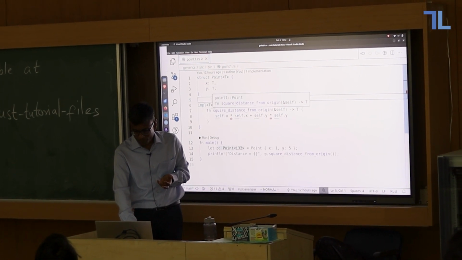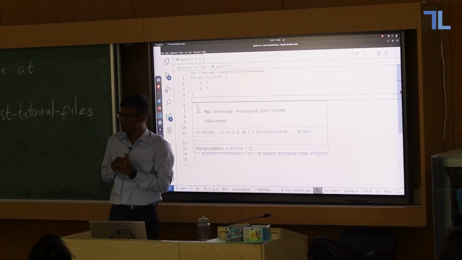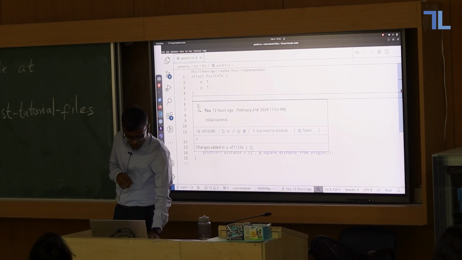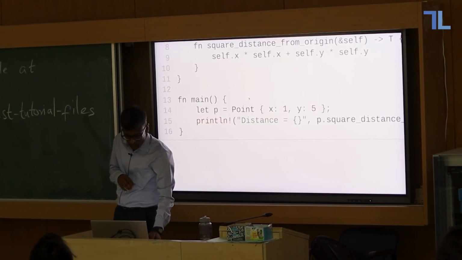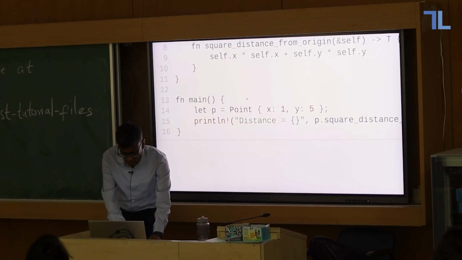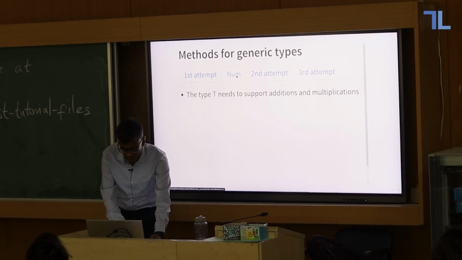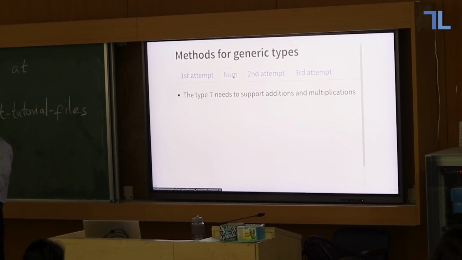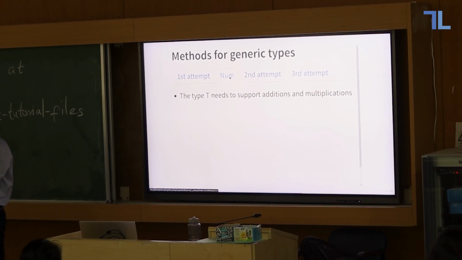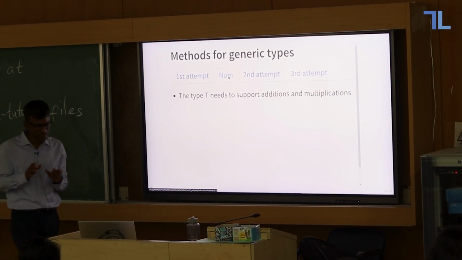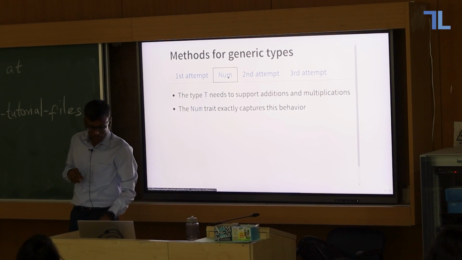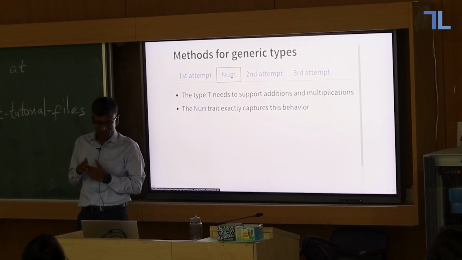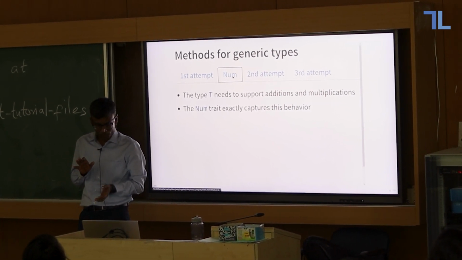Because you're multiplying, I cannot multiply a type t with t. So what is the restriction which I need to put on t? The restriction is something called number, or Num. Because I am doing squared distance from the origin, I need to be able to multiply that type and add that type. So the type t has to support additions and multiplications. That is captured by something called the Num trait, which is provided by Rust in the standard library.